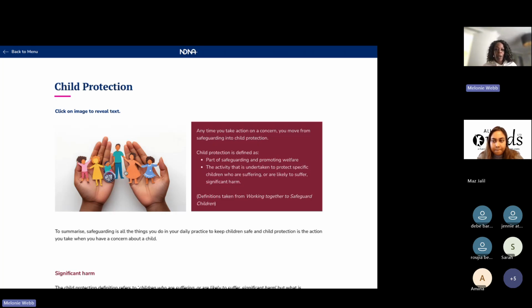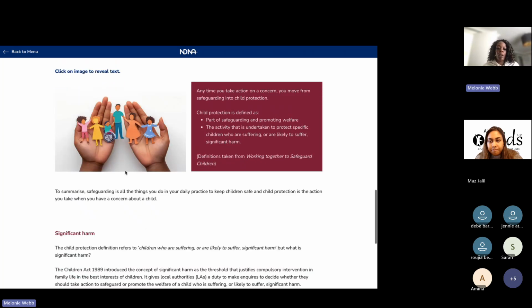Child protection is defined as part of safeguarding and promoting welfare, the activity that is undertaken to protect specific children who are suffering or likely to suffer significant harm. And those come from the Working Together to Safeguard Children document, which there is a copy in the staff room, and I can also share the links at the end. So to summarize, safeguarding is all the things that you do in your daily practice to keep children safe, and child protection is the action that you take when you have a concern about a child.